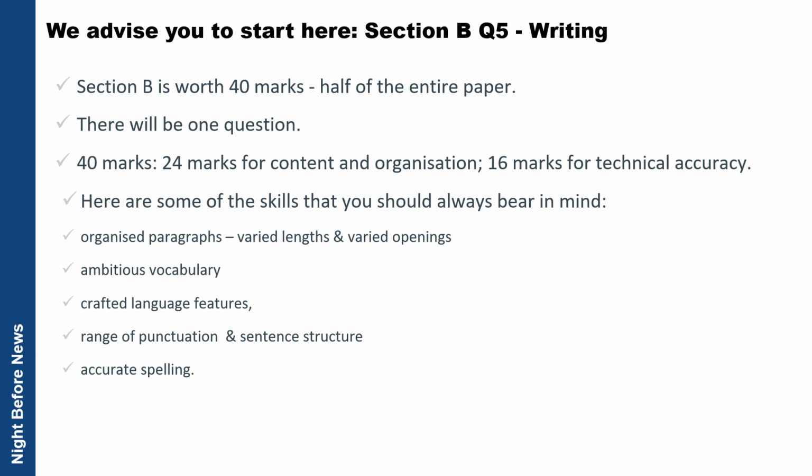The important thing to remember is that we advise you to start off with section B, that's the writing, and question 5. It's worth 40 marks, which is half of the entire paper. There will only be one question, and of that writing question there's 24 marks for content and organisation and 16 marks for technical accuracy.